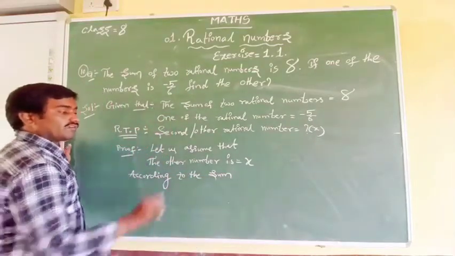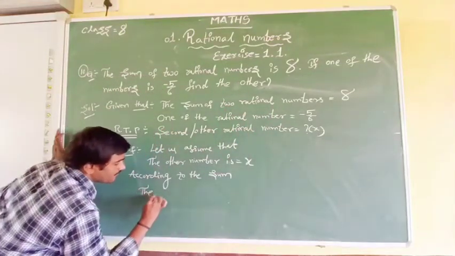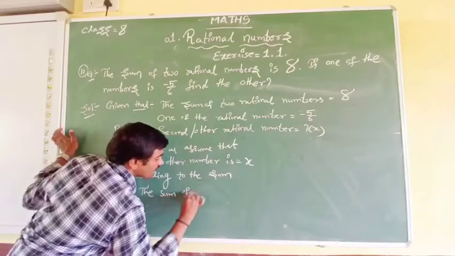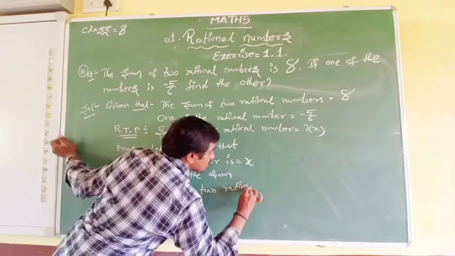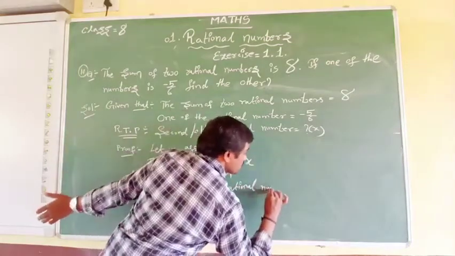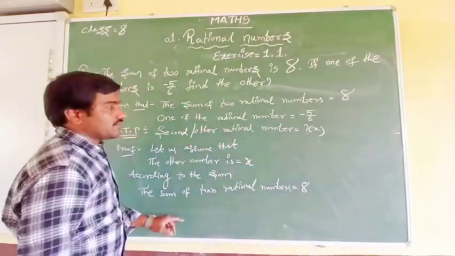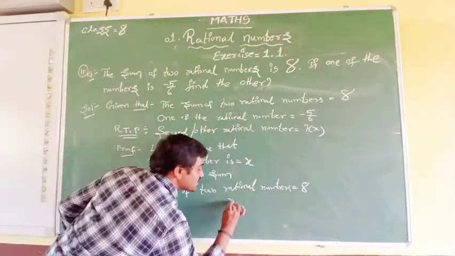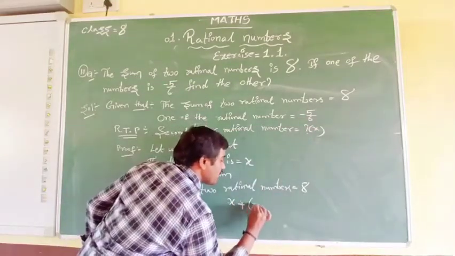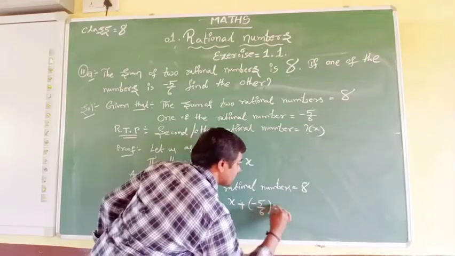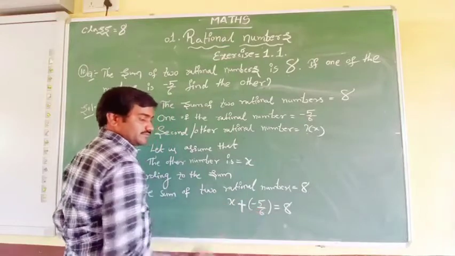According to the sum, what are they given? The sum of two rational numbers is equal to 8. What are the two rational numbers here? One is x, the other one is minus 5 by 6, and that equals 8. I added the two rational numbers here.